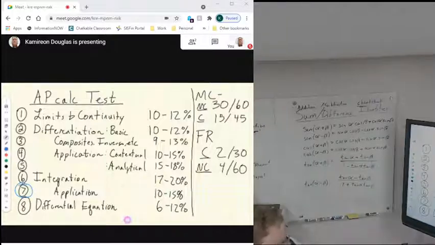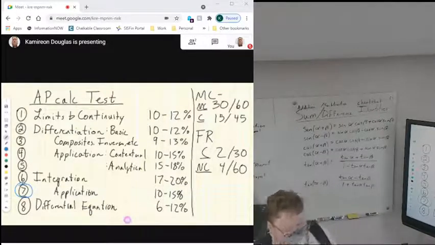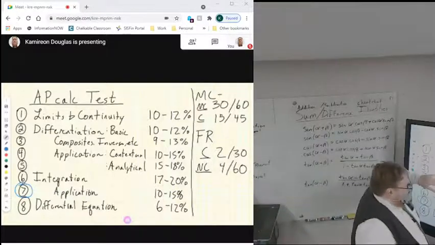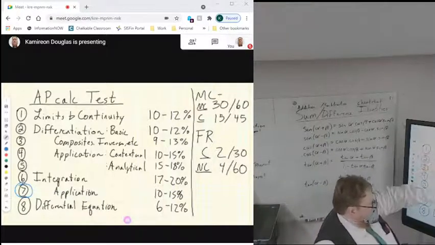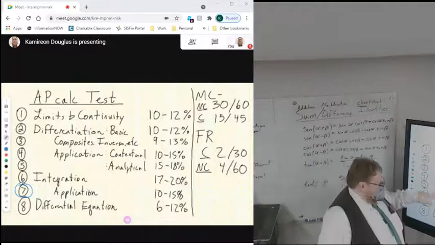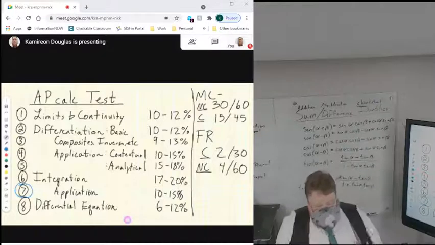For that test specifically, the big thing about it will be that it's cumulative. It will be the whole year. It won't be just the last stuff we talked about. So it's guaranteed to be at least one question on that final that deals with limits and continuity. One question that deals at least with differentiation of the basics, composites, applications, as well as analytical applications. With a question on integration, with a question on differential equations.